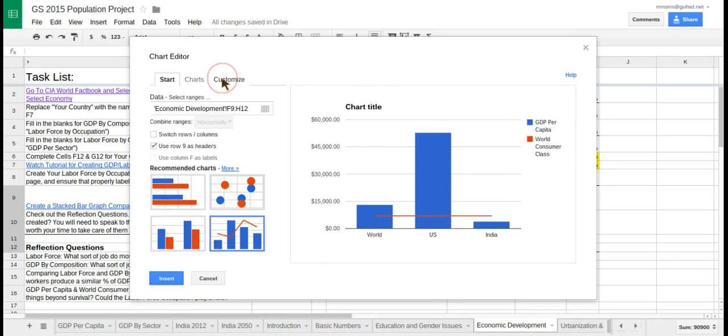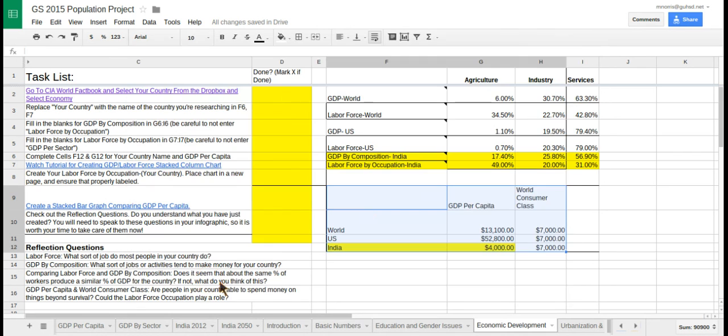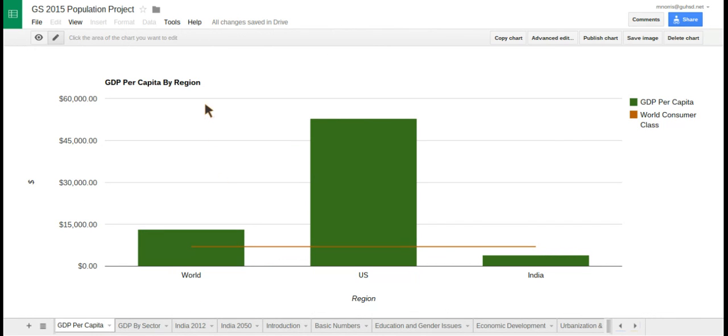What I did, of course, then is I go ahead and I put in my title, I put in my labels and everything like that, and I can customize the color, insert it to its own sheet. When it's all said and done, what I want to see is going to be something like this. I want to see a proper title, again, capitalized and spelled correctly. I want to see that my key and legend has the information as appropriate. I've labeled money, and I've labeled region. And I clearly have this bar, this trend line, comparing the world consumer class to GDP per capita.